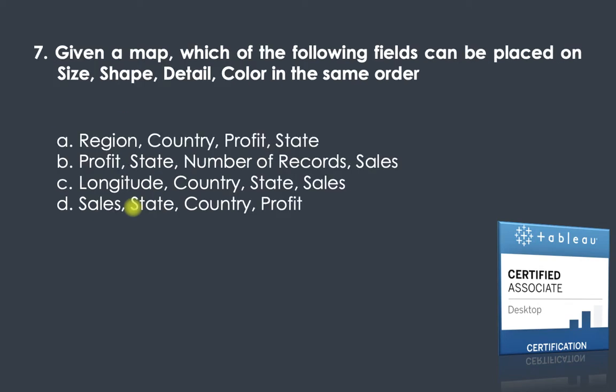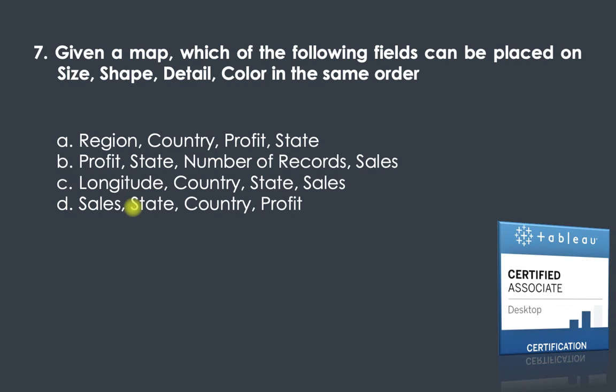Now, given a map, which of the following fields can be placed on size, shape, detail, color in the same order? Going by the options, option C will not make sense because there is no point in bringing longitude to size. Option D looks right because you can put sales as size, state as shape, and to bring in the country, which is the upper level of state, we can put it in detail, and profit in color.